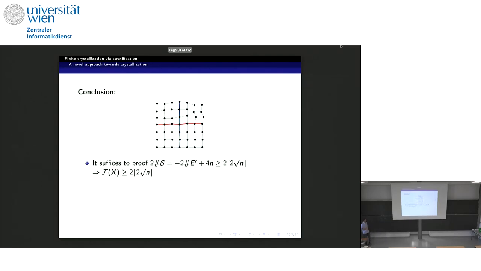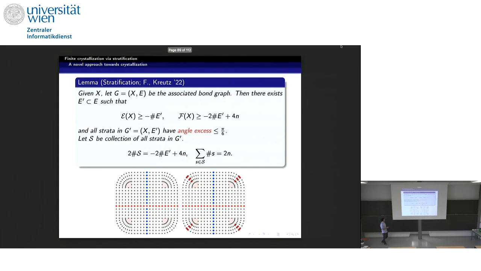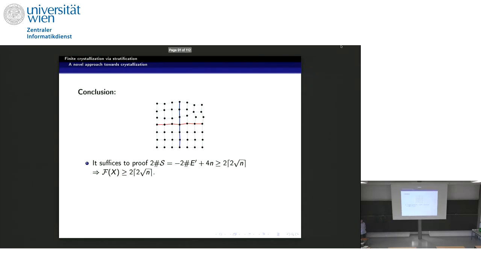And actually what I need to prove, it suffices to prove to get a lower bound on the number of strata in exactly this sense, because then I get my desired lower bound on the renormalized surface energy. That's what's hidden here. So if I can bound this one, I immediately get also a lower bound for the renormalized surface energy. So in this sense, I reduced the problem to counting the number of strata, and I need to find a lower bound on the number of strata, exactly as I did it in the square lattice.